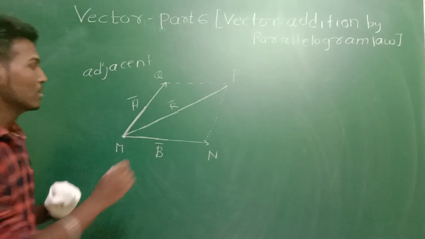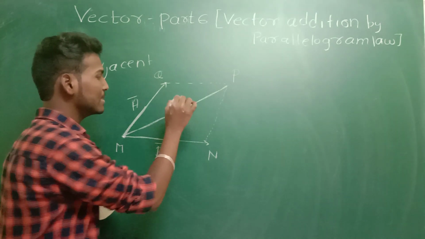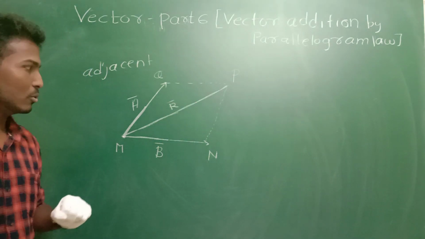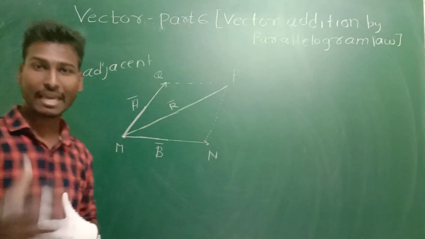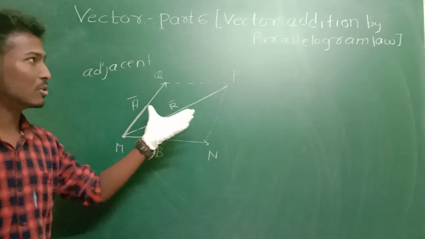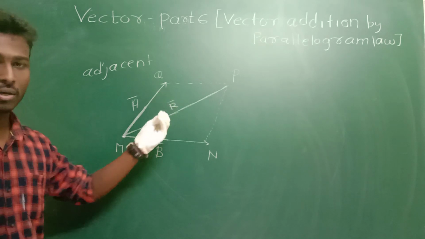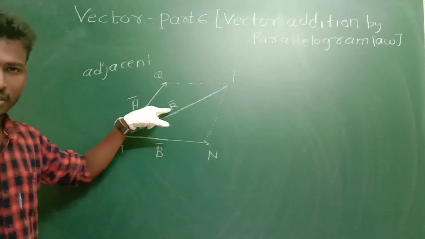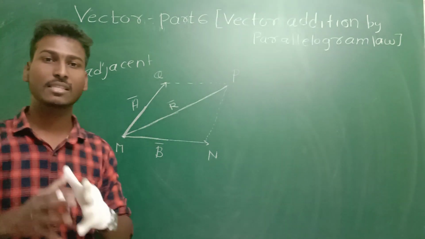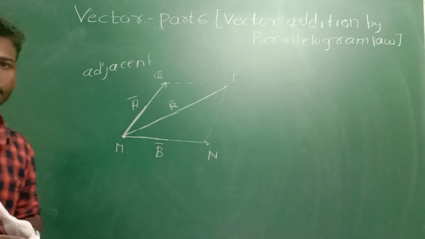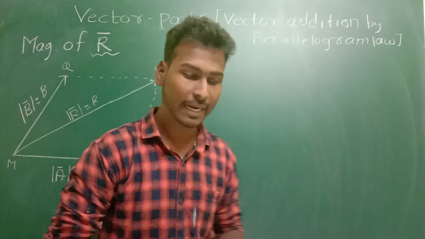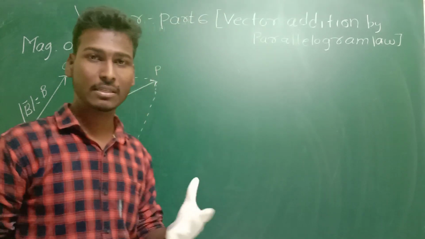Okay, so the next step is that in the previous part we found the magnitude of the resultant vector as well as its direction. So in this law also we are going to find the magnitude of this resultant vector as well as its direction. Okay, so we will see that. Let's find out what will be the magnitude of the resultant vector.